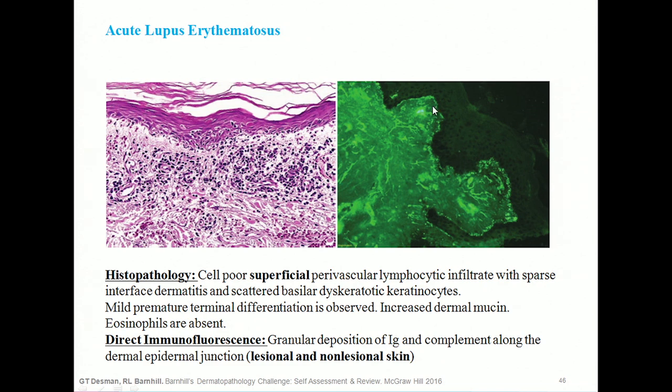On direct immunofluorescence, you're going to see a granular deposition of immunoglobulin as well as complement components along the dermal-epidermal junction, which basically indicates anti-nuclear antibodies being bound. And so basically, you will have a positive lupus band test. That's what defines a positive lupus band test, this granular deposition of immunoglobulin. And it'll be seen in lesional and non-lesional skin in acute lupus or systemic lupus.